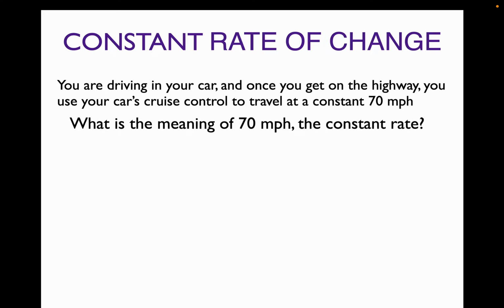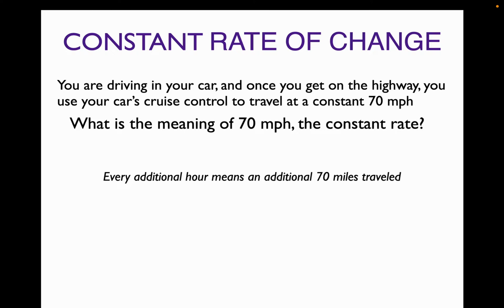Anyone? Yeah. For every hour you will travel 70 miles. Yeah, for every hour you travel 70 miles. So, do you have to travel a whole hour before you could say that you are going 70 miles an hour? No, otherwise no cop would ever be able to pull you over, right? They'd have to wait a whole hour to figure out if you're going 85 miles an hour. That's not quite how it works.